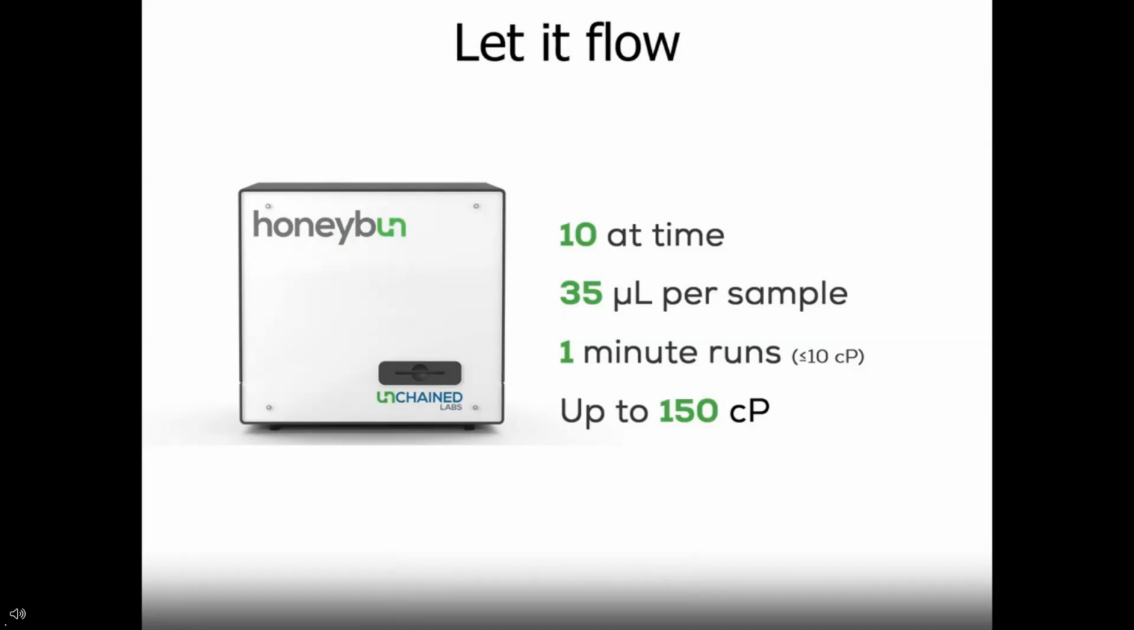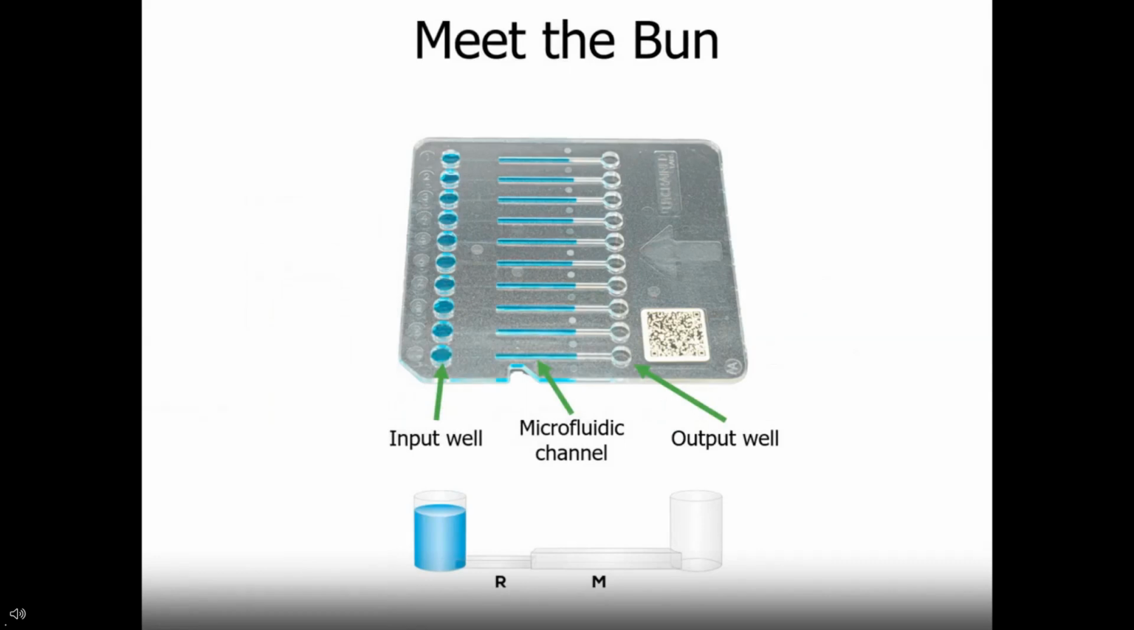To prep your sample only takes minutes, since all you have to do is pipette it into the consumable and work through the quickest software steps you've ever seen. How does Honeybun do this? Well, it all starts with its consumable, the bun. Each bun can run from 1 to 10 samples, and any channels that aren't used can be saved for later.